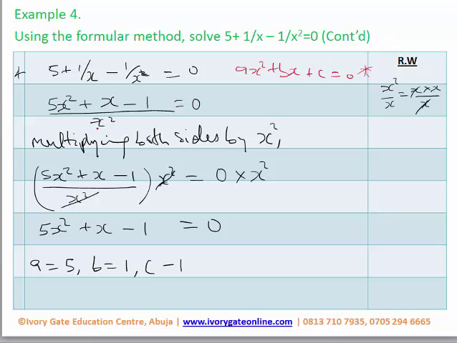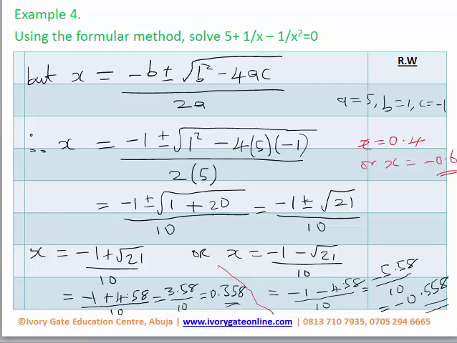Then to get rid of the x squared that is denominator, because of sign of equality, whatever we do on the left hand side, we do same on the right hand side. So multiplying both sides by x squared, you know the driver here is to eliminate x squared. So if we do it this way, we have this, then this is equal to 0 times x squared. So working further, we have 5x squared plus x minus 1 is equal to 0. A is equal to 5, B is equal to 1, and C is equal to minus 1.